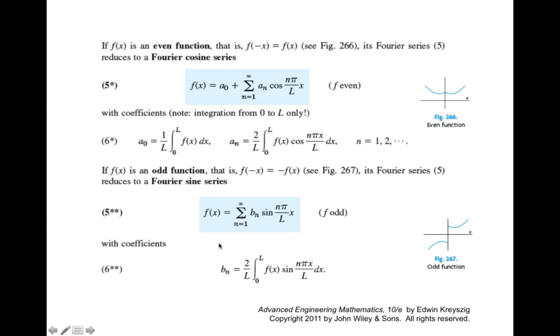So if we have an even function that we know is an even function where f of minus x is equal to f of x, then we can write that as a series of cosine terms only. If we have an odd function, we can write that as a series of sine terms only.